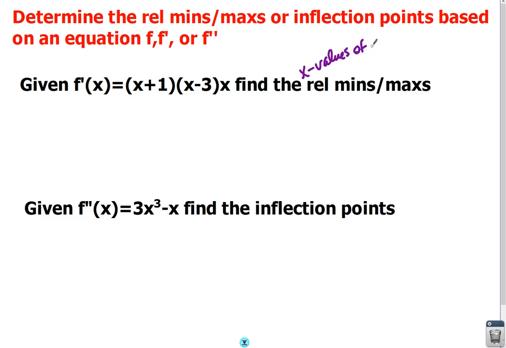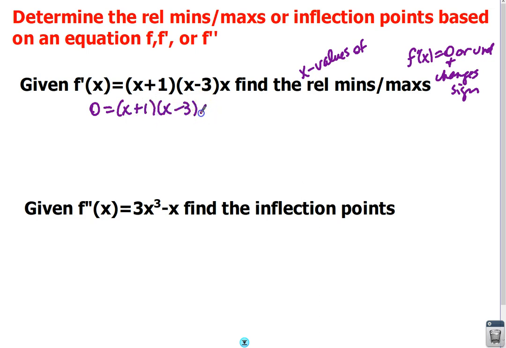In order for me to have a relative minimum or a maximum, again, we've talked about this, f prime is equal to 0 or undefined and changes signs. That has to occur. This derivative is pretty easy to set equal to 0. Is there a place where this derivative would be undefined? This whole thing is a polynomial, so the answer would be no. So we just need to look at where this is equal to 0. So 0 is equal to (x plus 1)(x minus 3)(x), which means this is equal to 0 at x equals negative 1, 3, and 0.